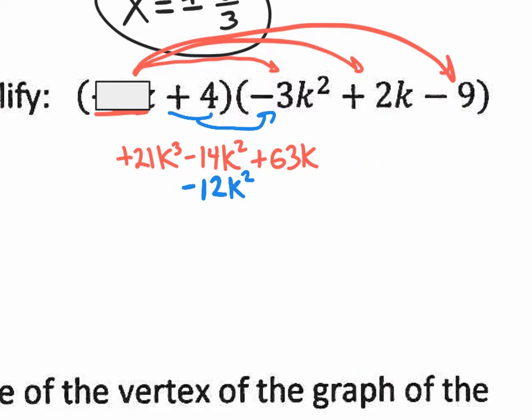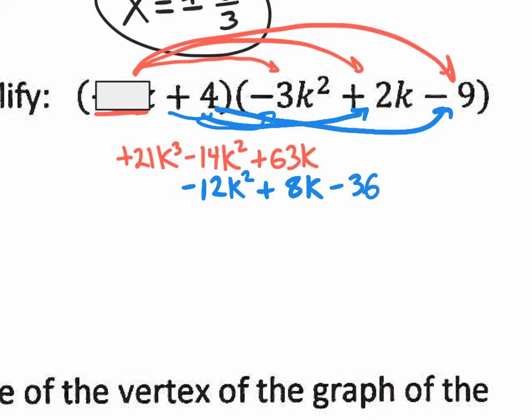Now let me distribute the positive 4 times positive 2k. That's going to be a positive 8k, and I'm going to write that below the other 63k. And last but not least, we're going to go positive 4 times negative 9. That is negative 36. And now we're just going to combine the like terms.